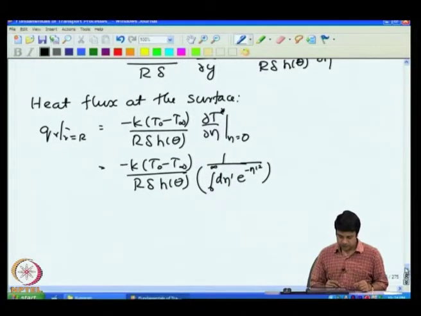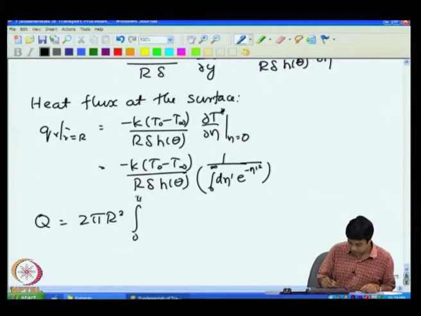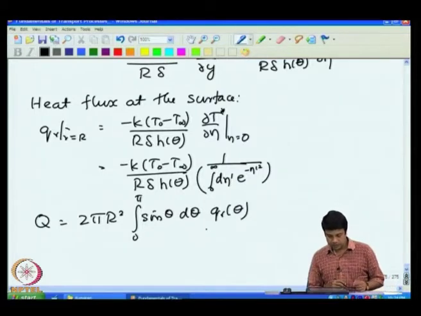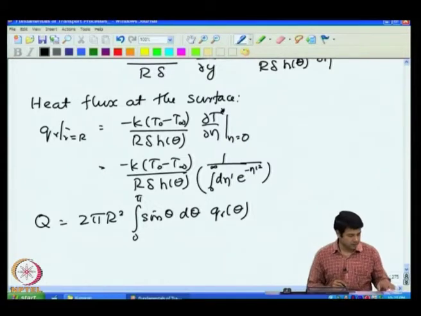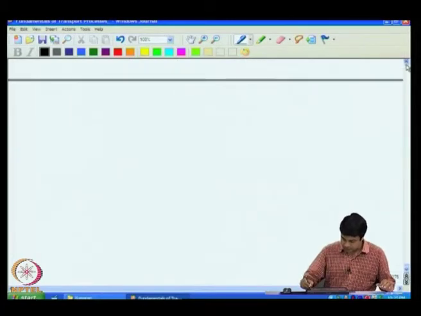The total heat Q is equal to 2 pi r square integral from 0 to pi sin theta d theta times qr of theta. So, if I know what is the form of h of theta, then I can evaluate the total heat coming out exactly. And from that I can find out the Nusselt number correlation.